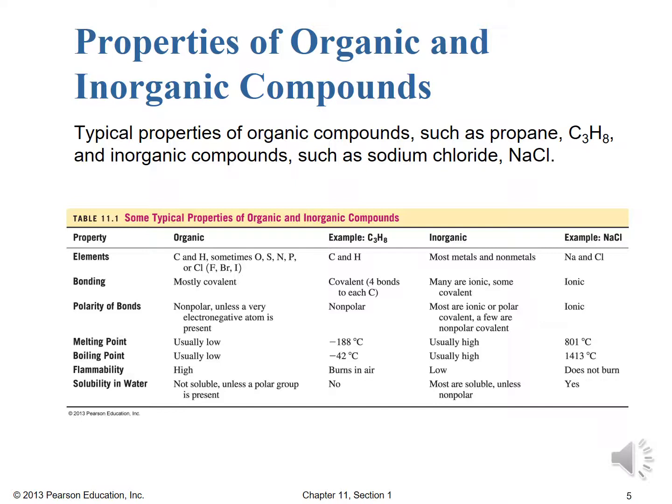For inorganic substances, many are ionic, some are covalent. If we're dealing with the metals, there's metallic bonding, so we get a lot more variety in the inorganic, although we tend to think of them as ionic bonders for the most part.